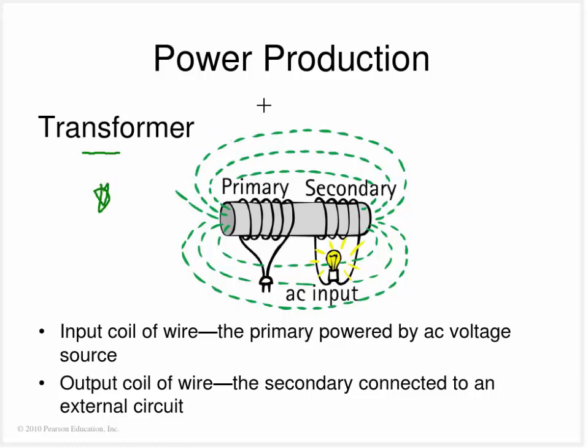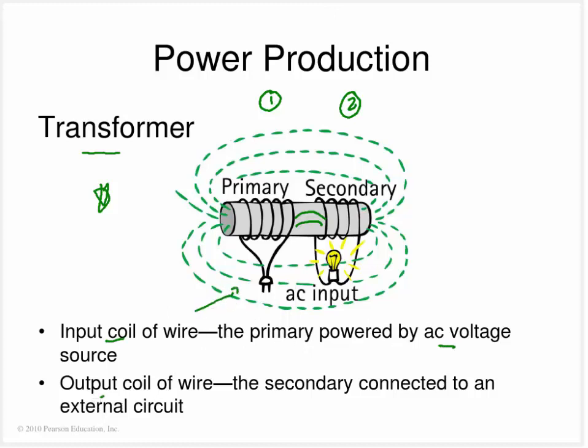And what the transformer is going to do is transfer voltage from part number 1 to part number 2. But you notice that there's not a physical connection between circuit number 1 and circuit number 2. So we're transforming voltage. We are not actually making a physical connection. So what we have is an input coil of wires, and that's powered by some AC source, or maybe a generator or something like this.